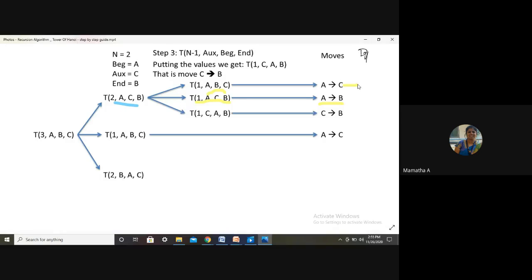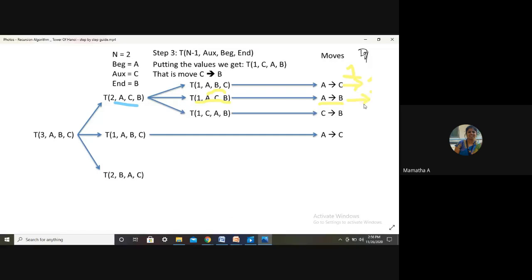So can anybody tell me the disk number in this case? What is moved from A to C? Which disk number? You know the disk numbers are named 1, 2, 3, right? So which disk is moved from A to C now? The disk number 1. Okay, disk number 1 is moved now.